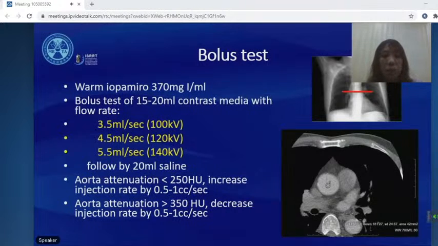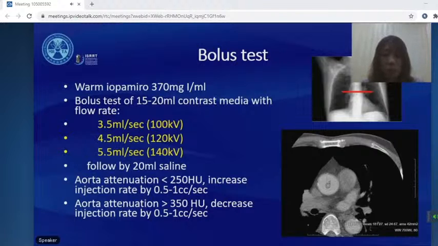The method we use to calculate is the bolus test. The reason we are still using the bolus test is that the patient can experience the feeling of the contrast being injected, and we can calculate the exact volume that is enough for the enhancement of the coronary arteries. We use warm Ultravist 370. The contrast volume in the bolus test is 20 ml. The scanning level is 1 cm below the carina. We place an ROI in the aorta.